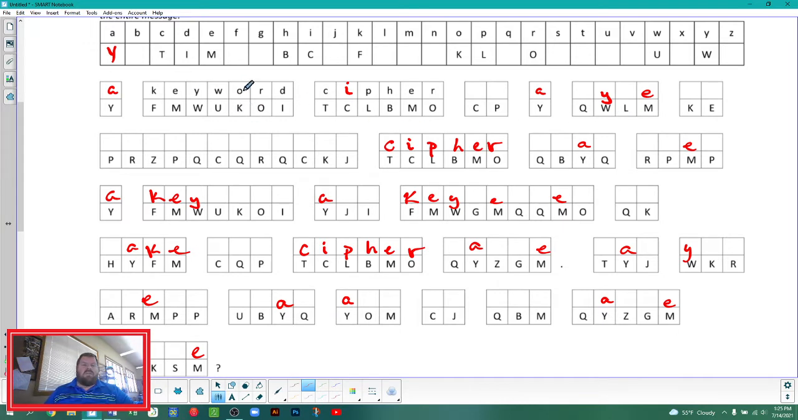Everywhere I see a K, I'm going to put an O. Looking for K's. There's a K. I'm going to put an O. There's a K. Oh, there's a U. Anywhere I see a K, I'm going to put an O.